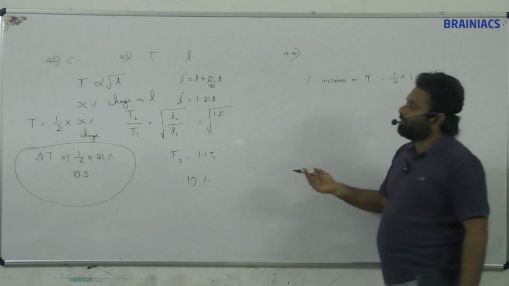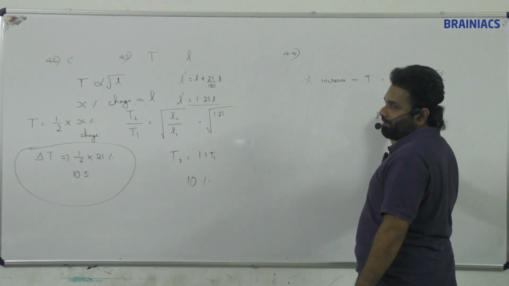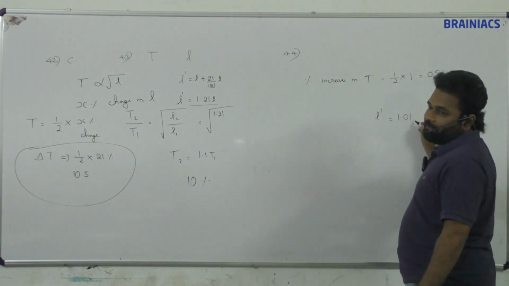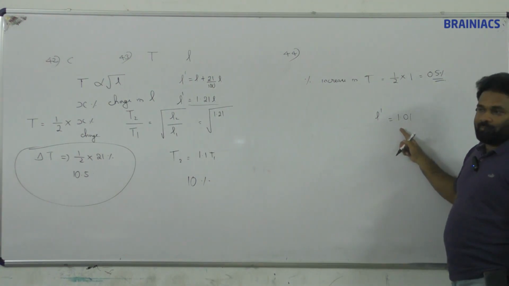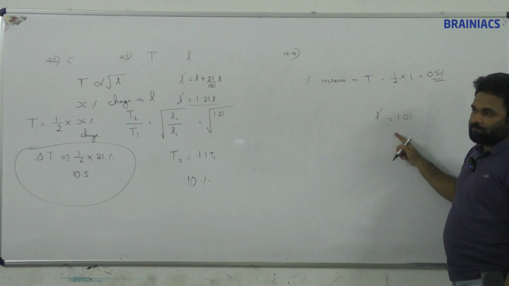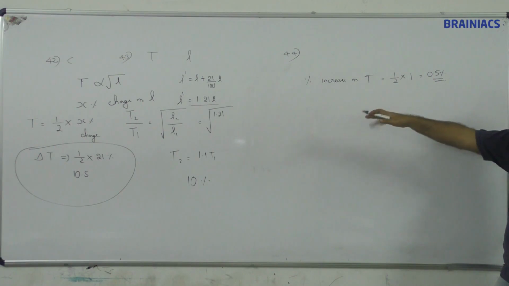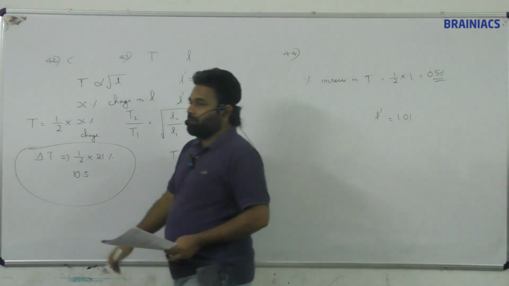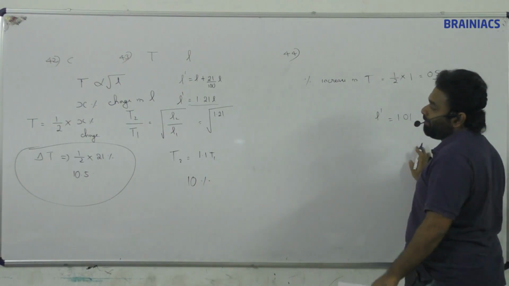So for 21 percent, L dash is equal to 1.21. Here it is 1.01, children. If you mistakenly put 1.1 here, the answer will go wrong. Understood? That is the problem. Just pay a little attention to this. You can do the direct method also. This is going to be 1.01. So when we do it like that, what will be the answer we get?